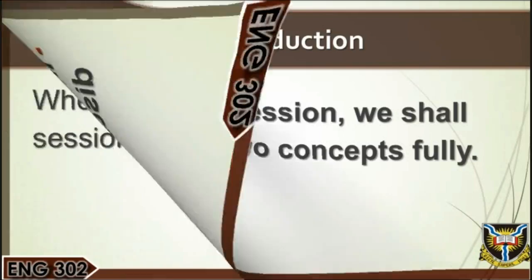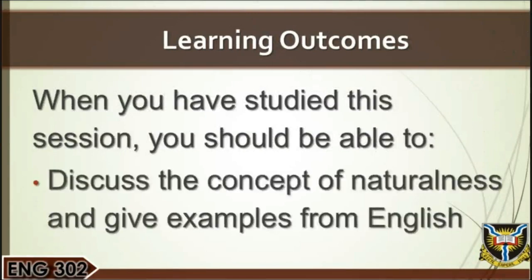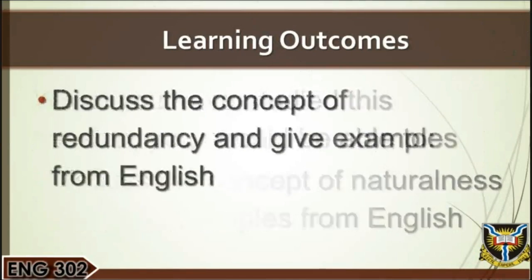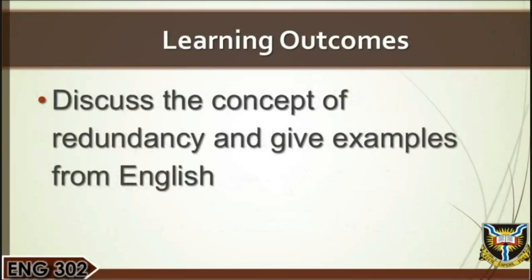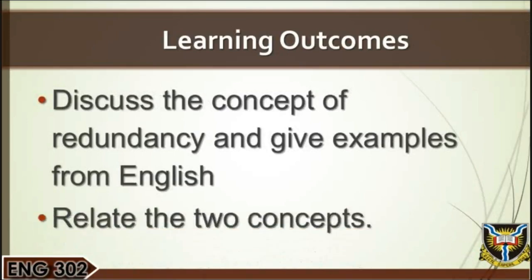Learning outcomes for study section 9. When you have studied this section, you should be able to define and use correctly all of the keywords printed in bold. Discuss the concept of naturalness and give examples from English. Discuss the concept of redundancy and give examples from English. Relate the two concepts.